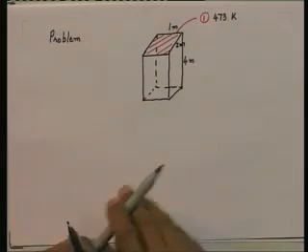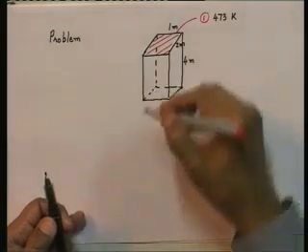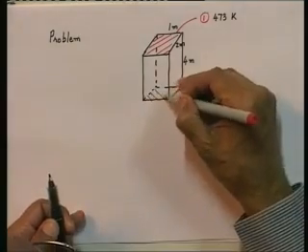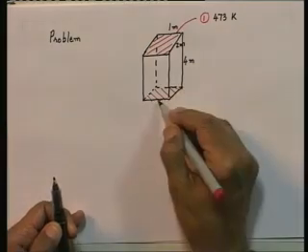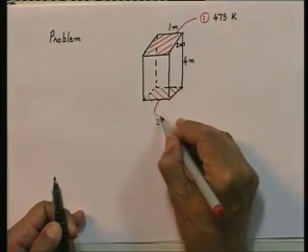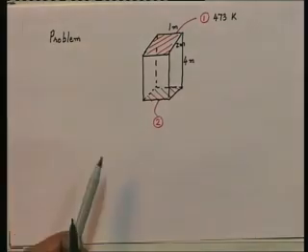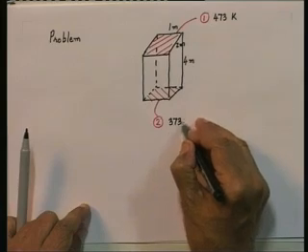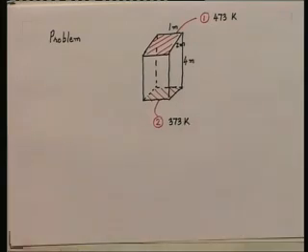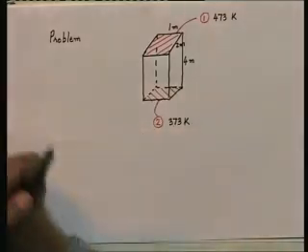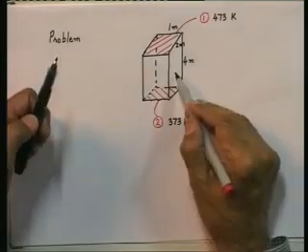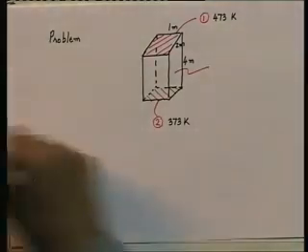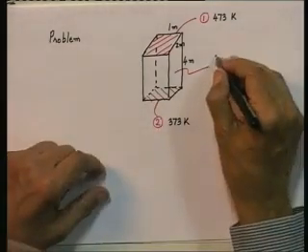Now, the bottom face, which I will shade again, this one, this is surface 2, and this is at 100 degrees centigrade, that is 373 K. And you are told that the 4 vertical faces make up surface 3. The 4 vertical faces, that is these, make up surface 3.